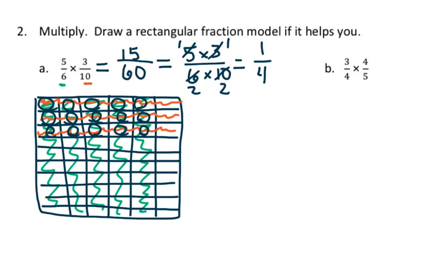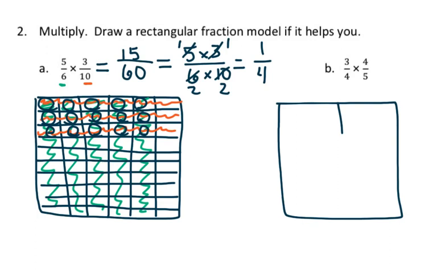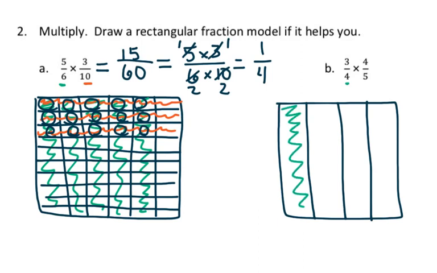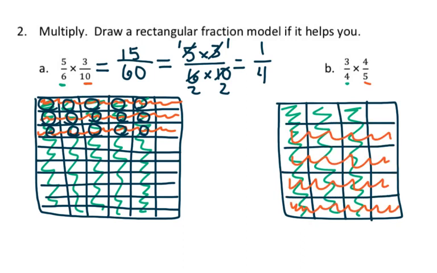Okay, so let's go ahead and do another fraction model for B, which is 3/4 times 4/5. And let's start off with the 3/4, partitioning it into 4 sections, and this is 3/4 here. And now I'm going to partition horizontally the fifths. Okay, and remember we're just looking at the parts that have both of the colors. So it's right here.